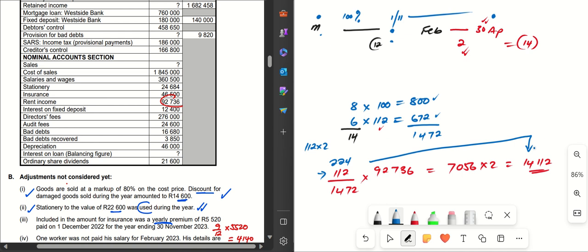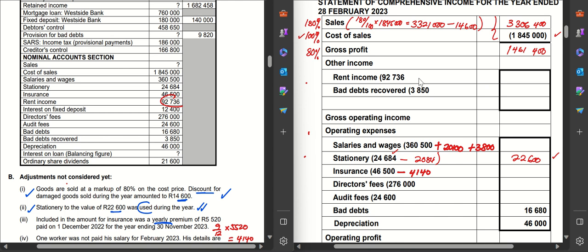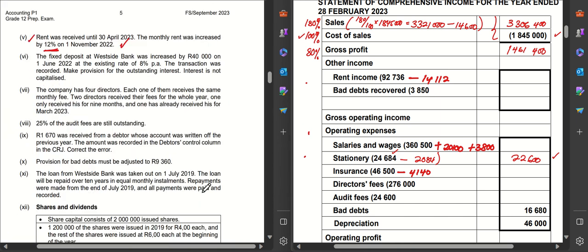All right, so once I have my amount, it must go to the income statement. It must also go to the balance sheet. Remember, this is income received in advance. And if I have income received in advance, I'm coming here to say rent income, and then I'm going to subtract the income received in advance, which is my 14,112. That should also go to the balance sheet. Where in the balance sheet would we take it? To trade and other payables, as this is income received in advance.